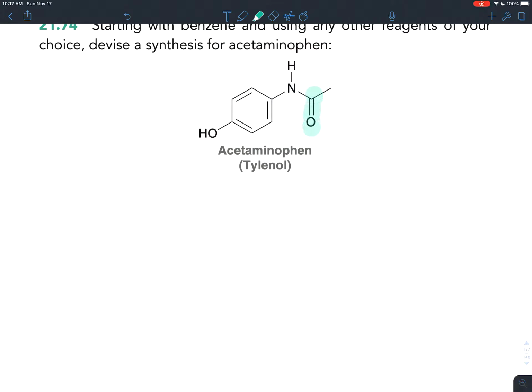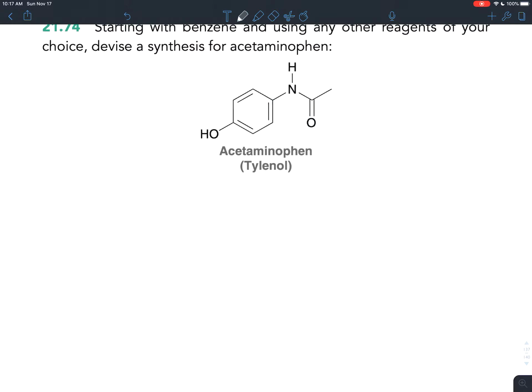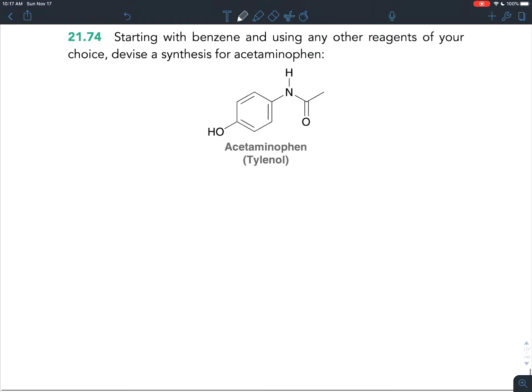Now, when you look at acetaminophen from the perspective of this chapter, you would see a carboxylic acid derivative. You have a carbon double bonded to oxygen, single bonded to an amine. So that's an amide. And we can make that from two carboxylic acid derivatives. Now, on the one hand, we would know that this group on the left would have had to have come in as a nucleophile. So that's one thing that we're going to need. We're going to need that nucleophile, benzene with an alcohol and an amine that are para to each other.